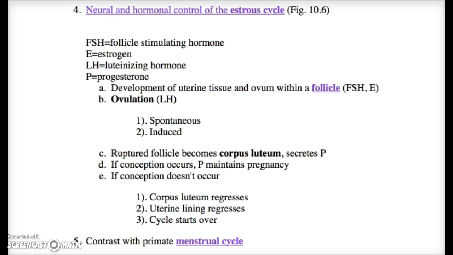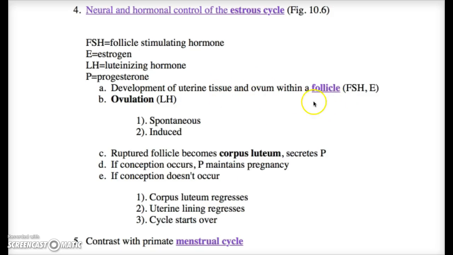Because this is all cyclical, the changes in these hormones rise and fall in a predictable way as long as fertilization hasn't happened. If fertilization does happen, then the sequence of events changes somewhat. So we're going to go over the case in which fertilization does not happen, and so the cycle will repeat itself.